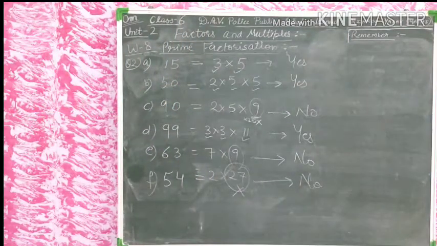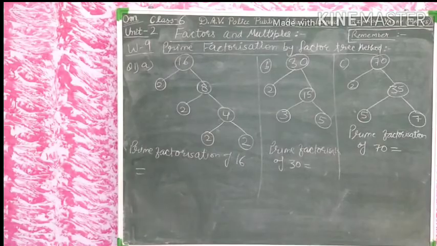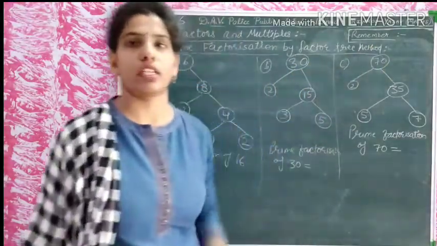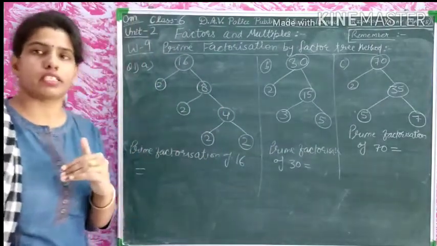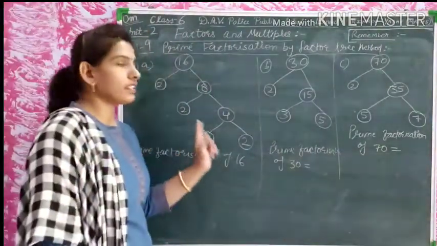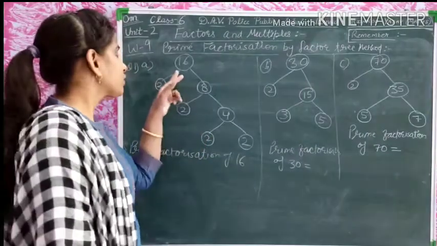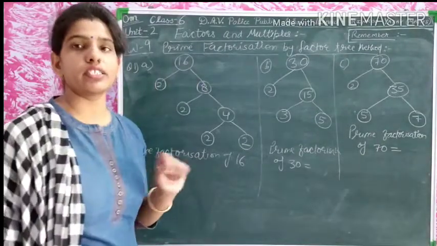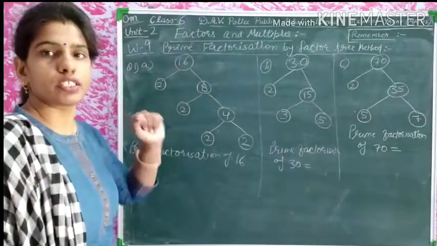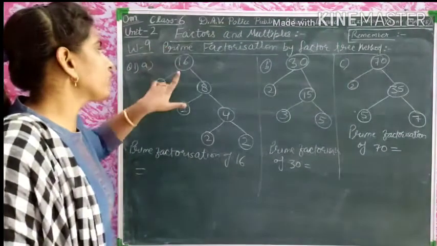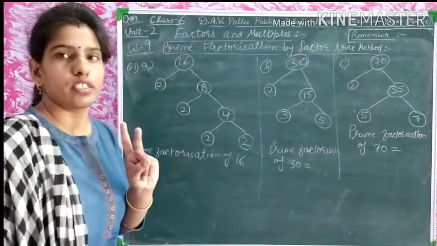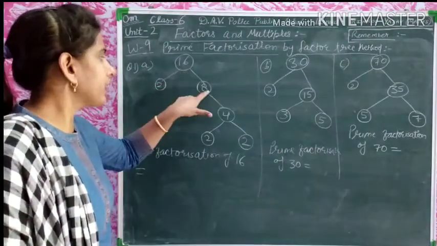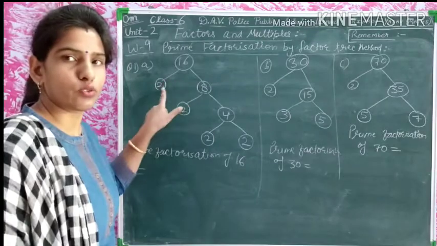Let's see there. So students, the first method is prime factorization by the factor tree method. Factor tree method. It means there are tree-like factors. So there is question number first, part A. The number is 16. There is the number 16 here, and we have to divide it into two factors. One is a prime factor, the smallest prime factor, that is 2. 2, 8 is 16. These are the two factors here.